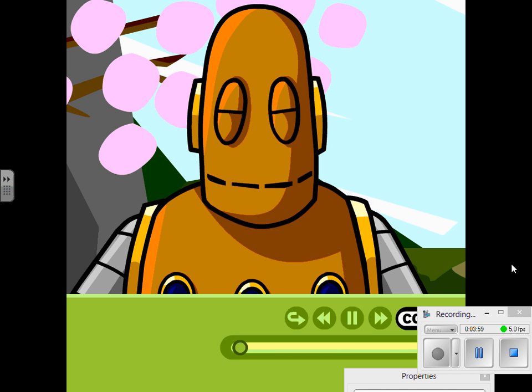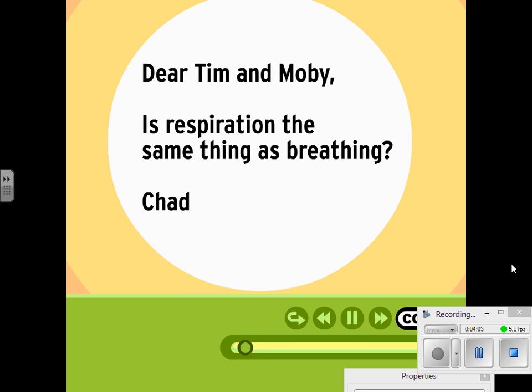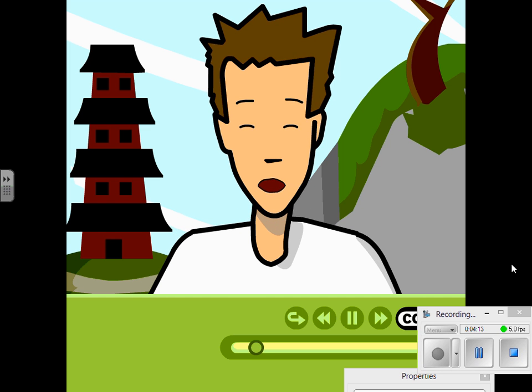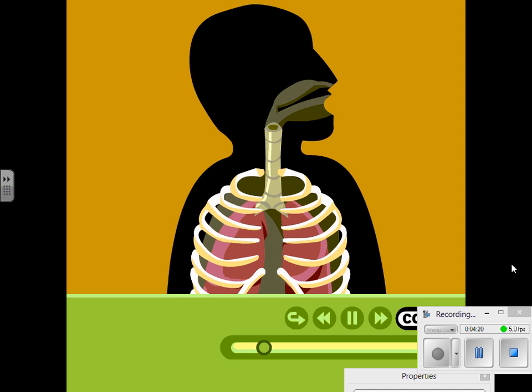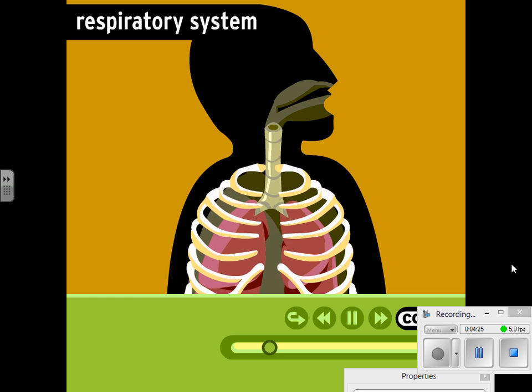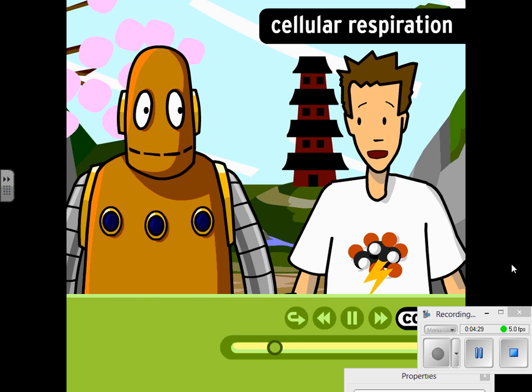Do you mind? I'm trying to concentrate on my breathing here. Dear Tim and Moby, is respiration the same thing as breathing? From Chad. I'm practicing deep breathing, but breathing and respiration are two different things. Breathing is part of the respiratory system, a group of organs that deliver oxygen from the air we breathe to cells throughout the body. Respiration, or cellular respiration to be exact, is what living cells do with that precious oxygen.